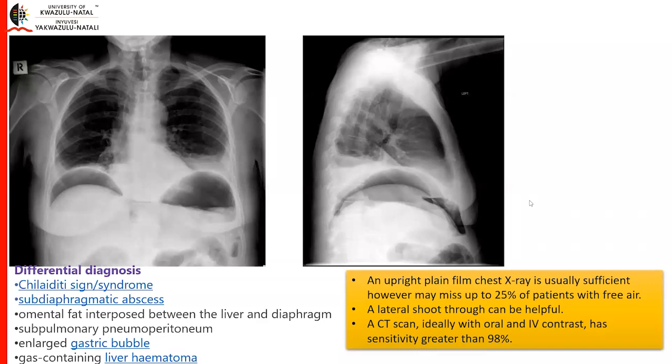And this is what I mentioned earlier, that you can use both an erect chest X-ray, which includes a little bit of the upper part of the abdomen. You can also use a lateral shoot through, but a CT scan is probably the most helpful, right? The problem is that trying to get a CT scan in the acute phase in a patient who is acutely ill may not be possible. So the CT scan is more reserved for those cases of diagnostic dilemma where you suspect one of these possible differentials and the history is not as clear cut as we would want, right? So, and the patient is of course stable. Okay, guys, if there's any questions, please put up a hand.